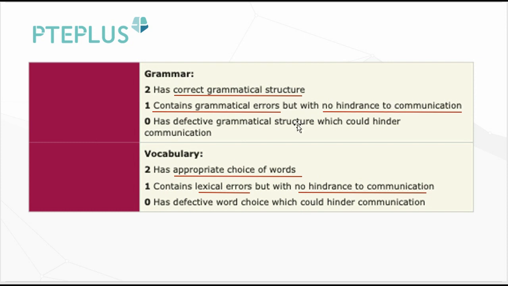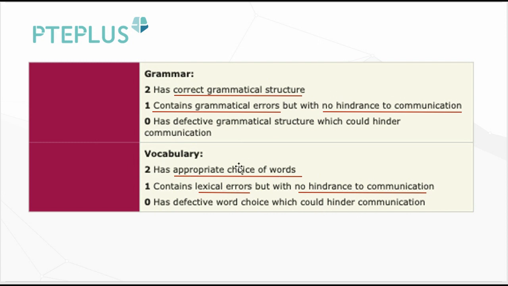So that means minor errors will get us 1 mark. And obviously, if we have more than that, if it's huge errors, then it's considered a defective grammatical structure, which could hinder communication. So obviously, we want to try to make no mistakes in the grammar section. In terms of vocabulary, 2 marks are provided for having appropriate choice of words, and 1 is for containing lexical errors with no hindrance to communication, and 0 is obviously for hindrance to communication.